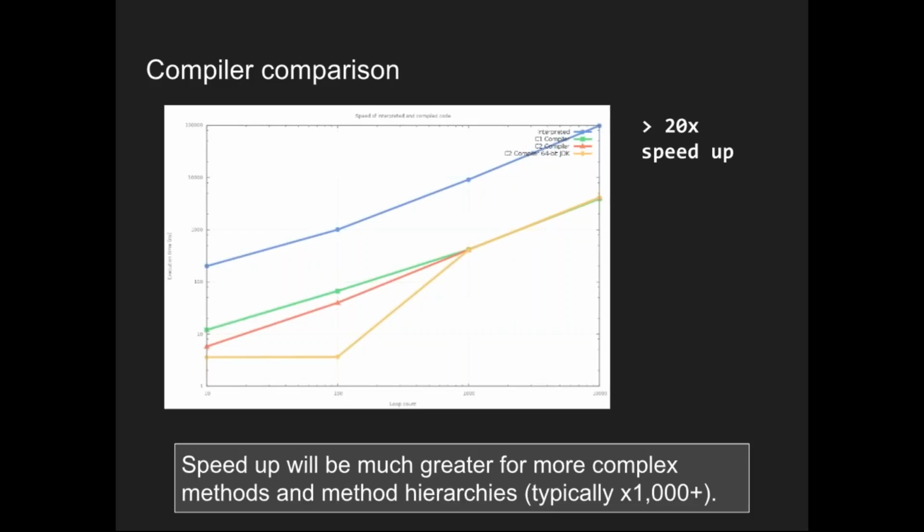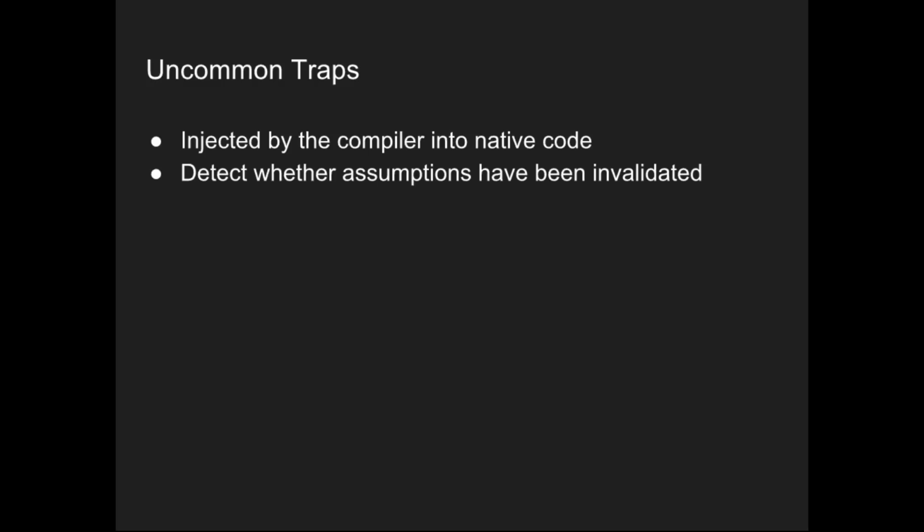So that's how the compiler works and the kind of speed ups we can expect from it. Now, its mode of operation is that it makes speculative optimizations based on the observations it's made. But those observations could be invalidated at any time. So the JVM needs a mechanism to detect whether those speculations are still correct or if they've been invalidated, and to act accordingly. And the mechanism used for this are called uncommon traps. So these are injected by the compiler into the native code, and their job is to detect whether assumptions have been invalidated, and these are the assumptions that allow the optimized code to be executed.